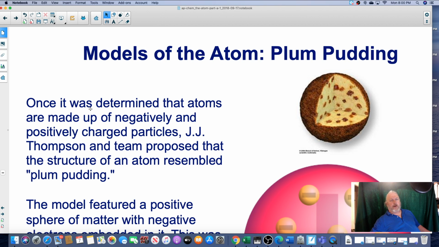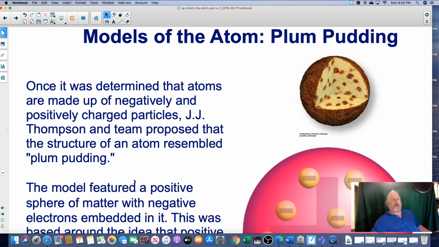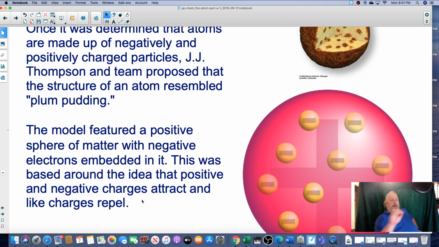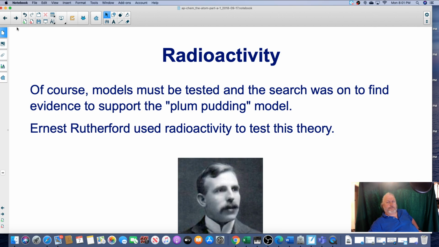The first is what we call the plum pudding model. Once it was determined that atoms are made up of negative and positively charged particles, J.J. Thomson and his team proposed that the structure of an atom looked like a plum pudding. It had a bunch of positive charge in there, and little negative electrons right there in the middle of the sphere of matter, embedded in it. Because he said that positive and negative charges attract, and like charges repel, so they'd hang out together, right?